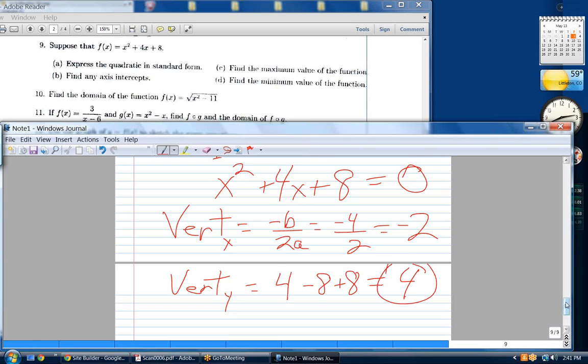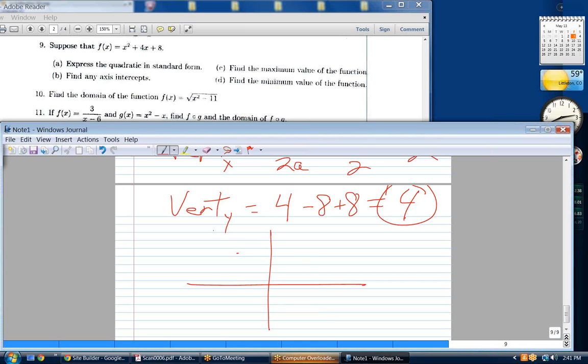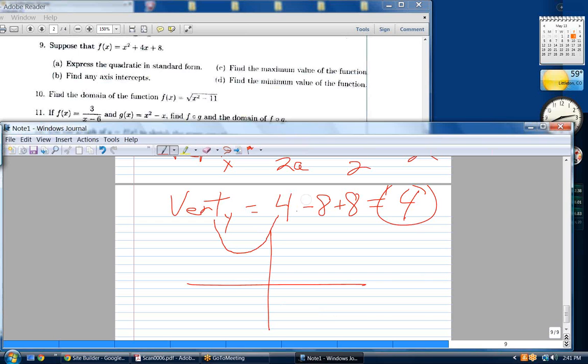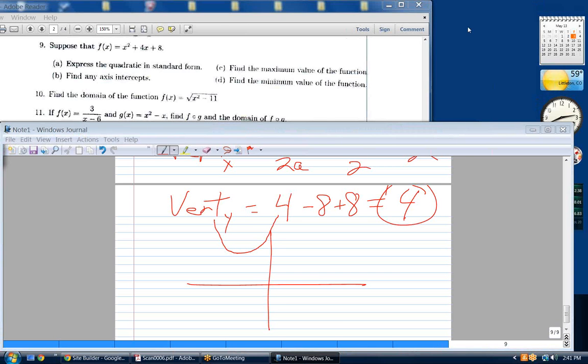So it was a parabola that was like this. Okay, it's asking me to shut off my camera, so I'll do that. All right.